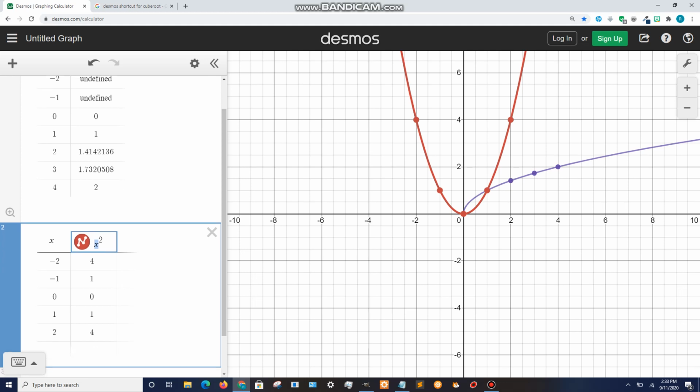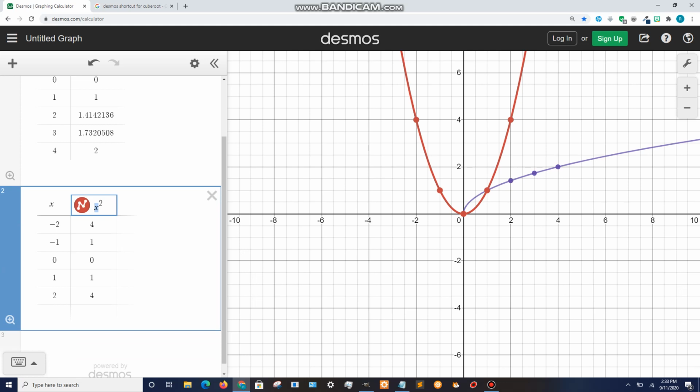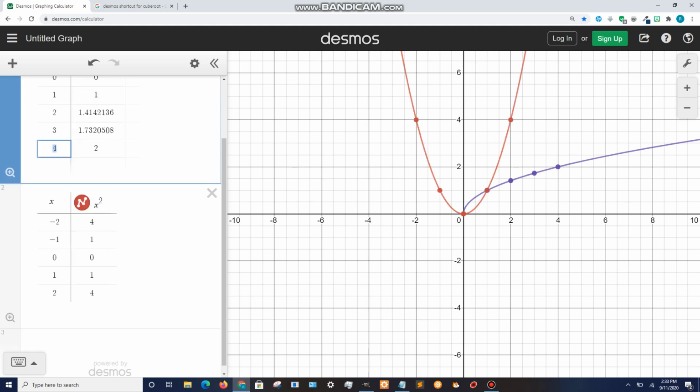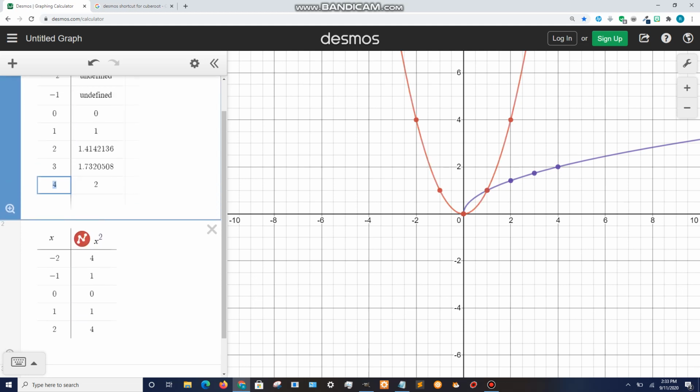So with the parabola down here, the x squared function, you put 2 in there, you get 4. You put 3 in there, you get 9. You put 4 in there, you get 16. Whereas with this, it's actually the other way around. For the inputs, if I go up here, I could type in 16, and you can see I get a 4. I could type in 25, and then there's my 5.